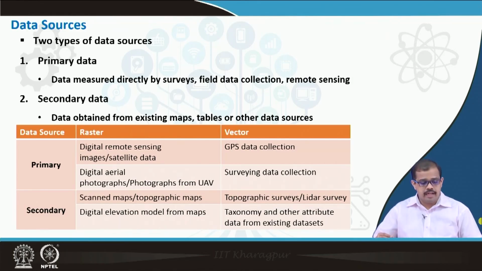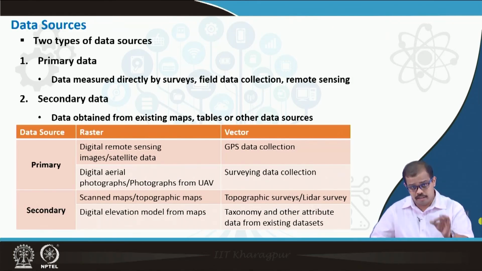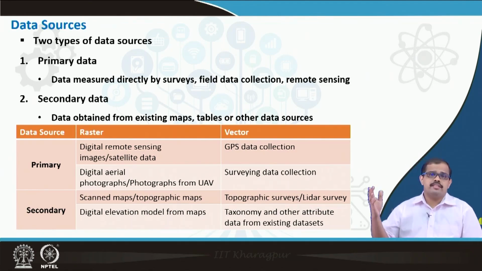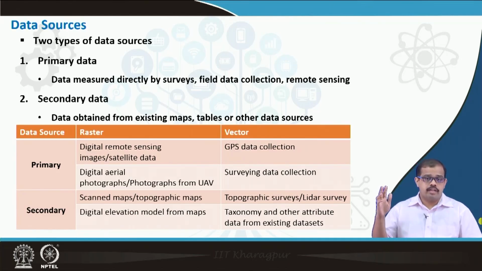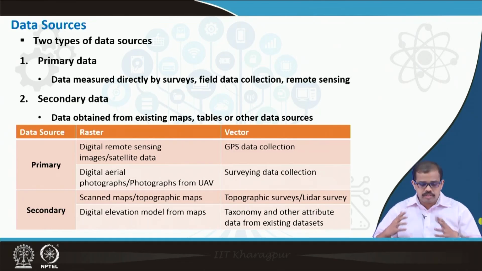So, when I say primary data, these are the data that is measured by you through surveys, field data collections, or maybe some of the remote sensing data that you may get in. With the advent of UAVs, the surveys and field data collection have become extremely easy. The only thing is that probably the government has mandated the use of licenses in terms of UAVs, and only in specific regions.